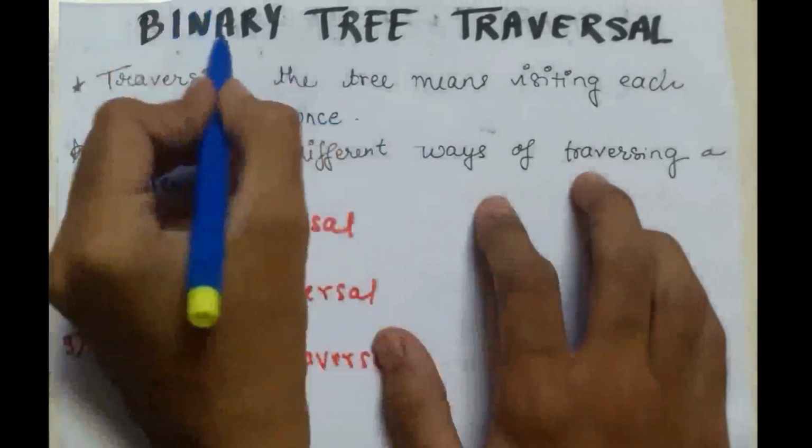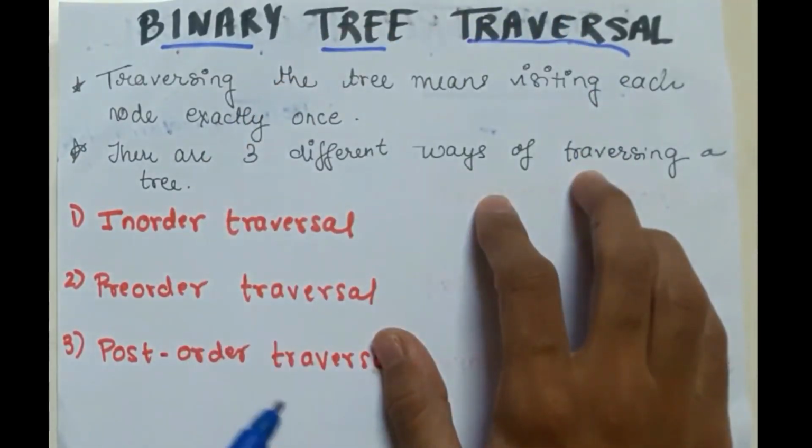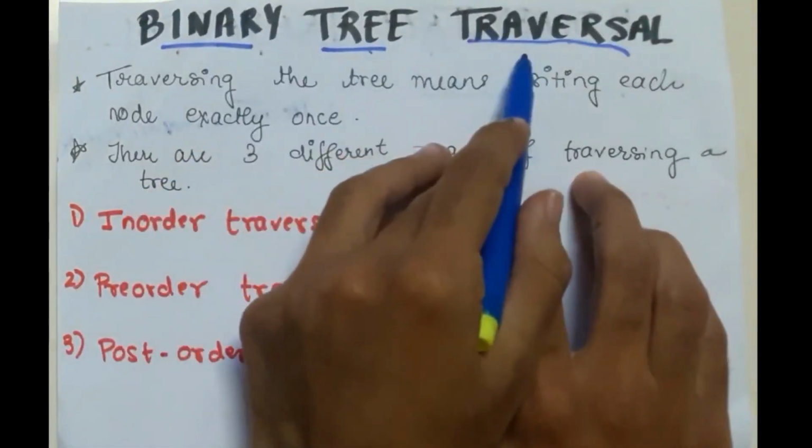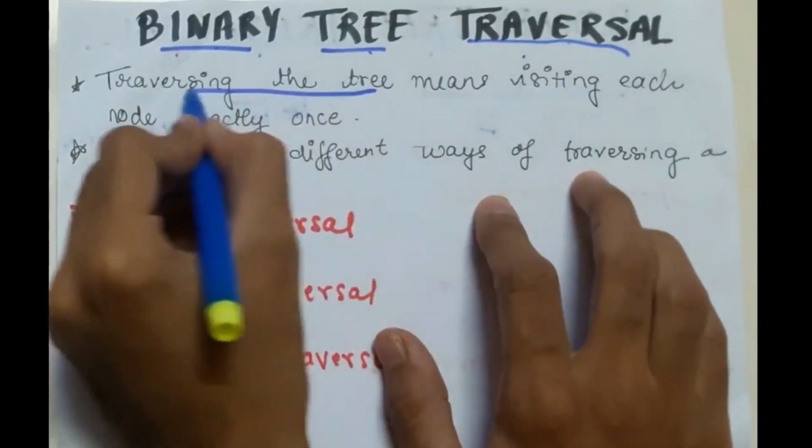The next topic in data structure is binary tree traversal. In my previous lecture, we have seen what is binary tree and what are the different types of binary tree. And today we'll study binary tree traversals. Okay? So first of all, what is the meaning of traversing the tree?